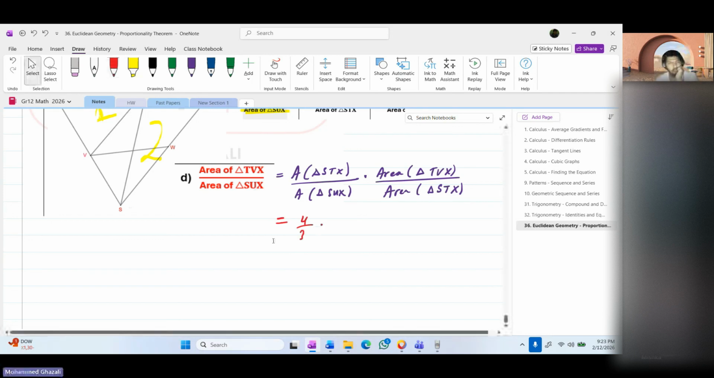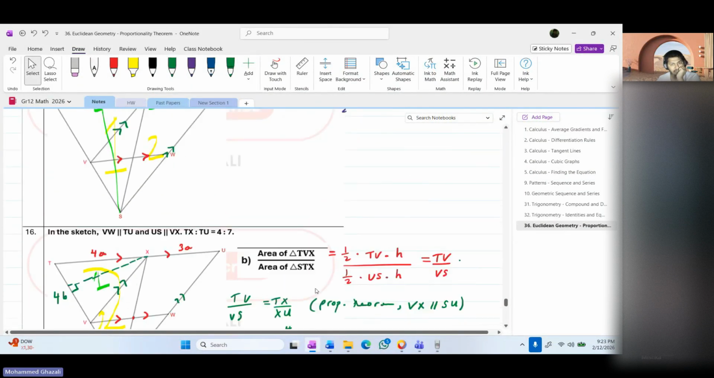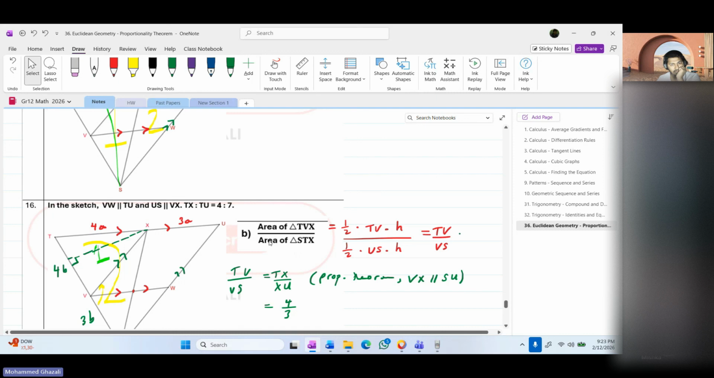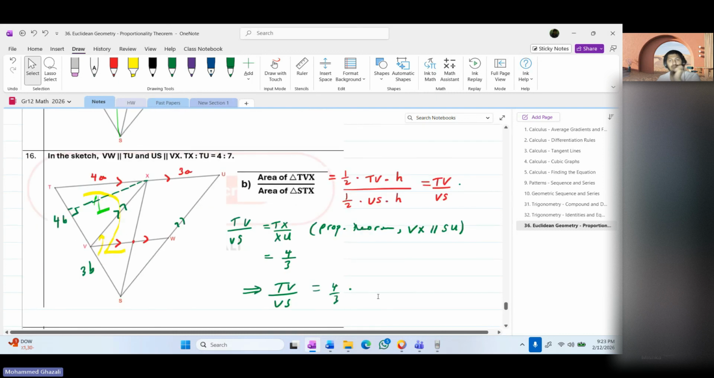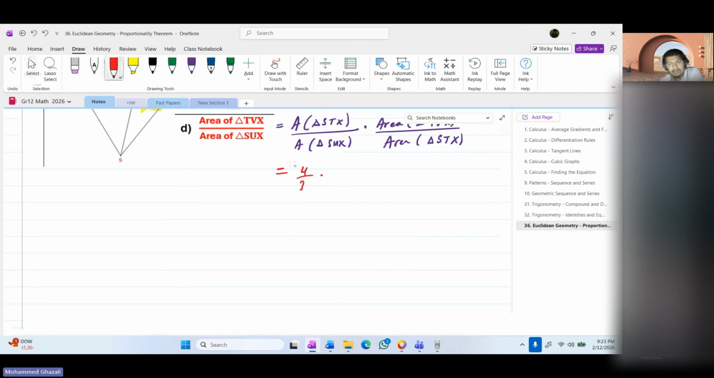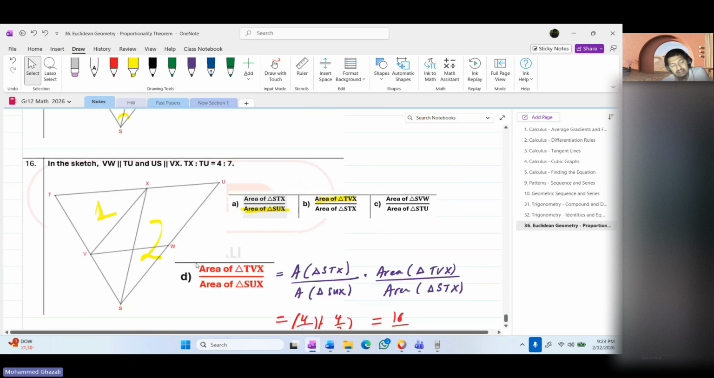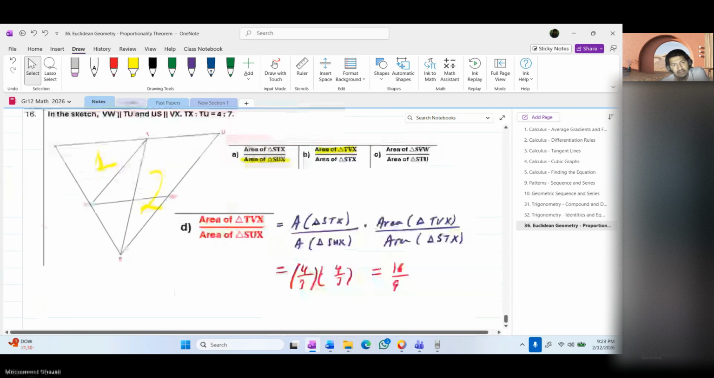No, wait. What was the area of the first part? It was 4/3. The area of the second part was also 4/3. Yeah. 4/3 times 4/3, so we're getting 16 over 9. And I don't think there's any other way, because they are two unrelated areas. STX.